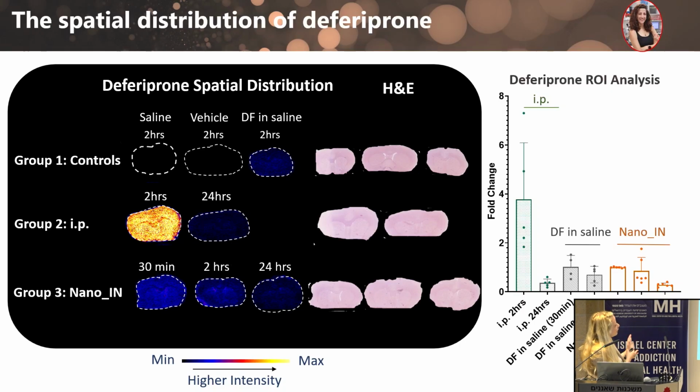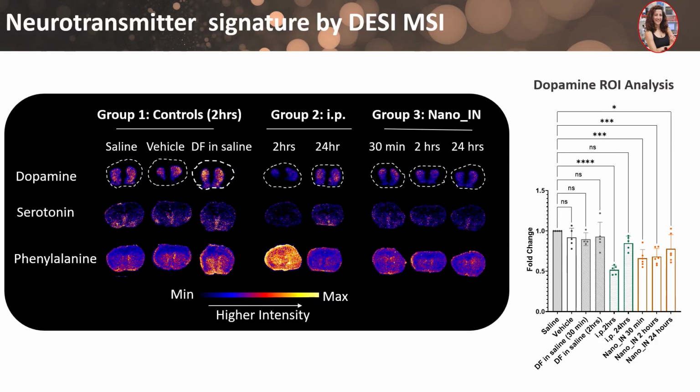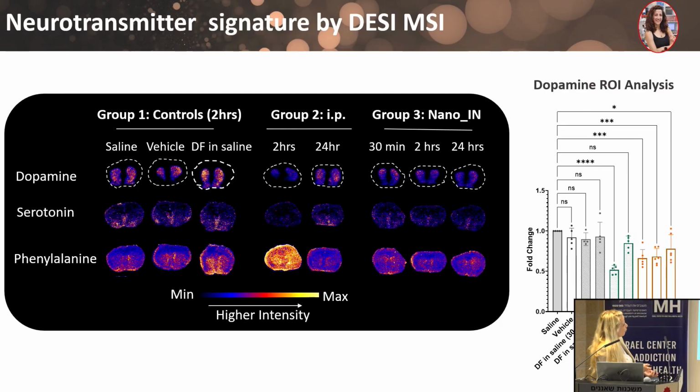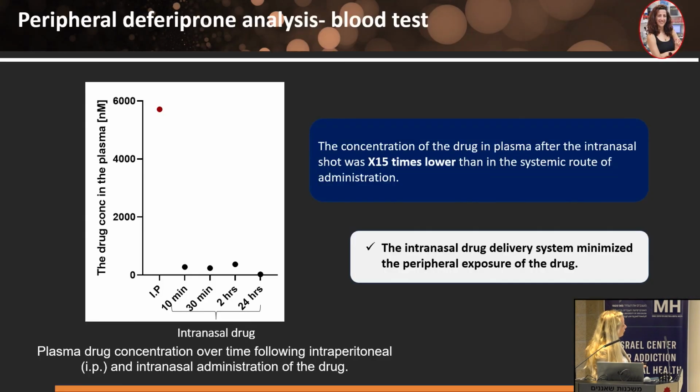And so then we looked at the effect of intranasal deferiprone on mice. Those are mice without amphetamine treatment. So we definitely saw deferiprone in the brains after nasal delivery. Then we looked at dopamine, serotonin, and phenylalanine, and we saw that, as expected, dopamine went down. Serotonin also went down because it is also synthesized by an iron-dependent enzyme. Phenylalanine, we saw it before. It was inconclusive here, but we saw a clear effect of deferiprone before.